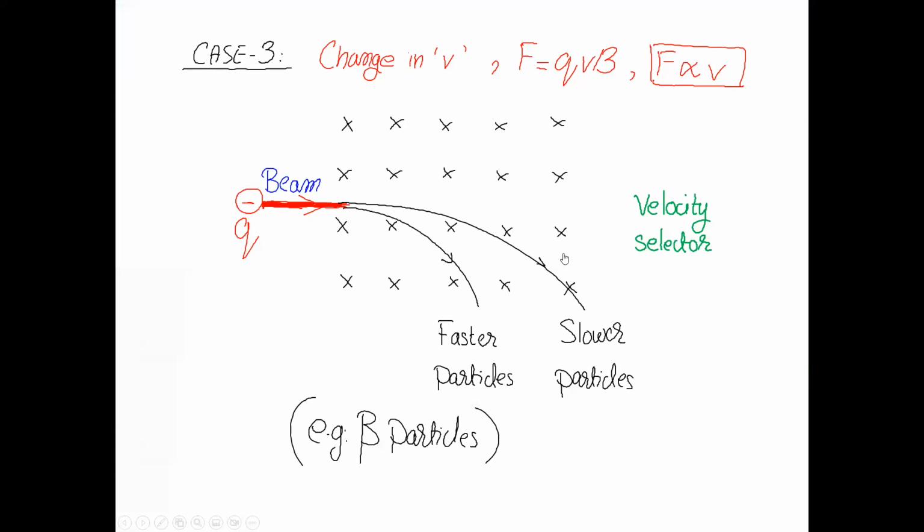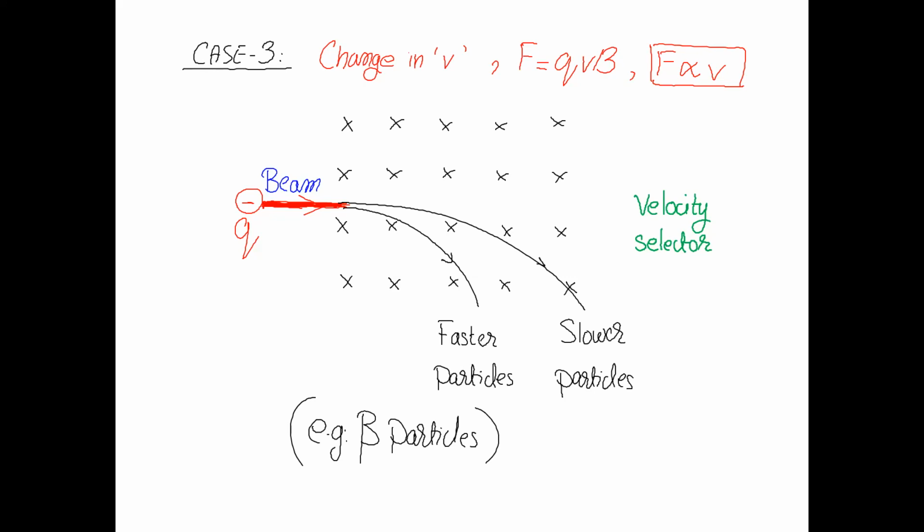Now, case number 3: change in velocity. The formula says F is equal to qvB, so force is directly proportional to velocity. When a beam of charged particles containing different velocities enters, the faster particles, according to the formula, will experience more force, so they will deflect more. The slower particles will experience less force, so they will go in a bigger radius.